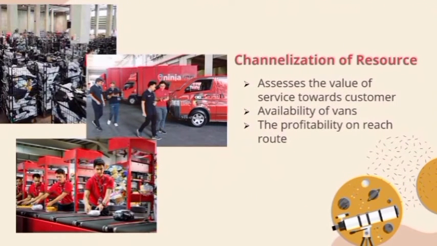Secondly, channelization of resources. When designing a logistics system, the company can evaluate the value of service to customers, which is how much the customers agree and are willing to pay for the efficiency of logistics systems. This is about availability of vans. For example, we can see the frequency of GDex and Ninja Van entering our residential areas to deliver parcels, especially during Lazada sales and Shopee sales.